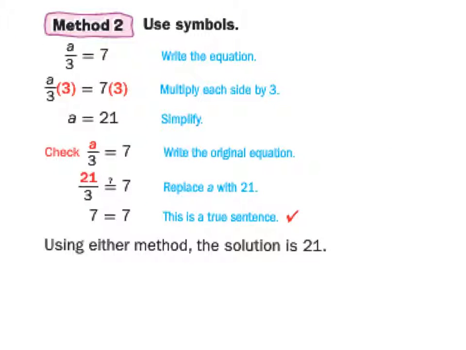So if we look at this problem, they have taken a divided by 3 equals 7. So to get rid of the division of 3, they multiply by 3 on both sides, and the 3's cancel then, leaving us with a is equal to 21. So to check that, we can take a divided by 3, we replace it with the 21. 21 divided by 3 is 7, and that is equal to 7. So the solution is a is equal to 21.